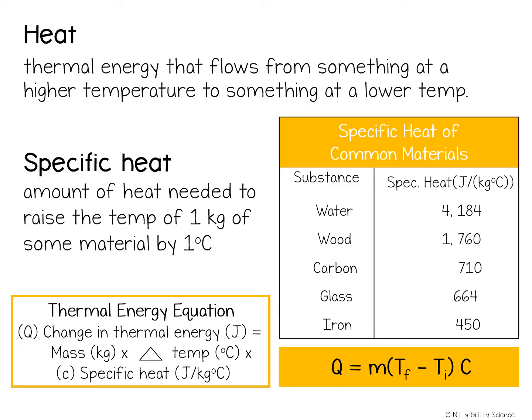Using specific heat of common materials, you can calculate the change in thermal energy when heat flows into or out of an object. If Q is the change in thermal energy and C is the specific heat, the change in thermal energy can be calculated using the following equation shown here.